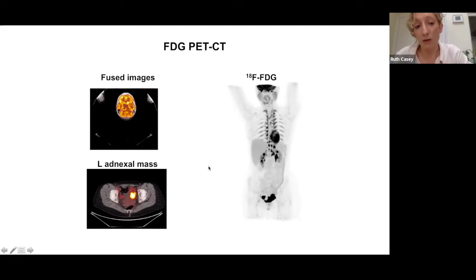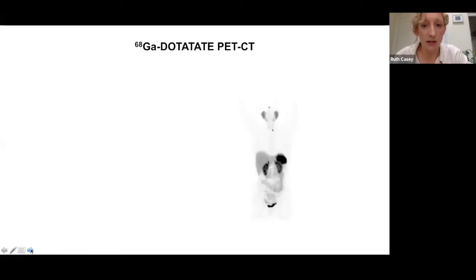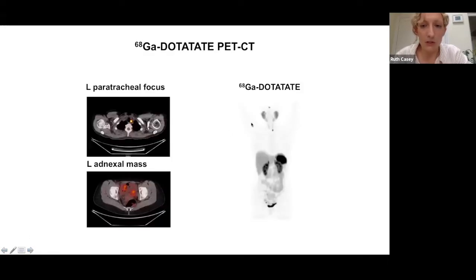So what was most obvious on the FDG PET CT initially was this lesion here, which was located between the bladder and the uterus. And you can see quite high FDG avidity, which was suggestive of a potential gynecological malignancy. This was an unusual location for a paraganglioma, so we weren't convinced that this was the cause of her elevated catecholamines. So we initially referred her to the gynae MDT, and we proceeded to do a DOTATATE PET CT. And what you can see here is that what's very obvious in the DOTATATE PET CT and was not as obvious on the FDG PET CT is this paratracheal node.